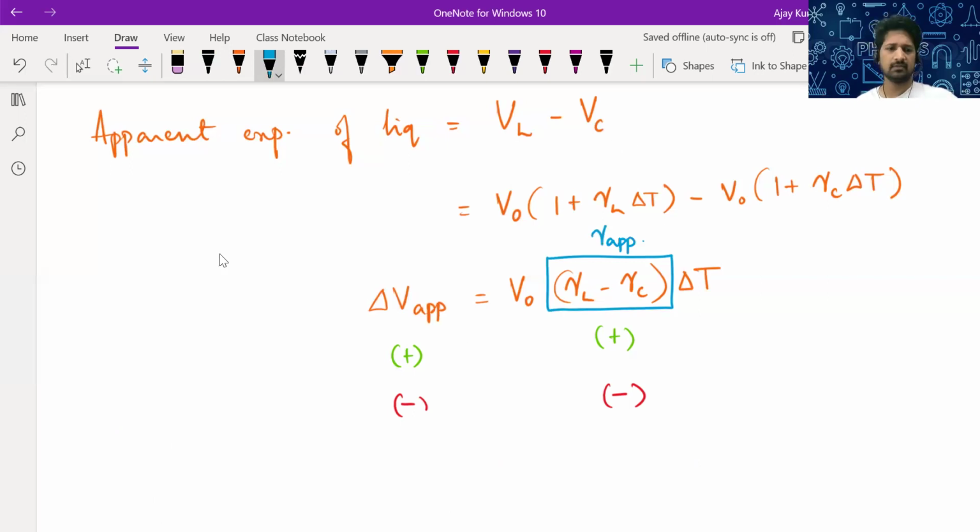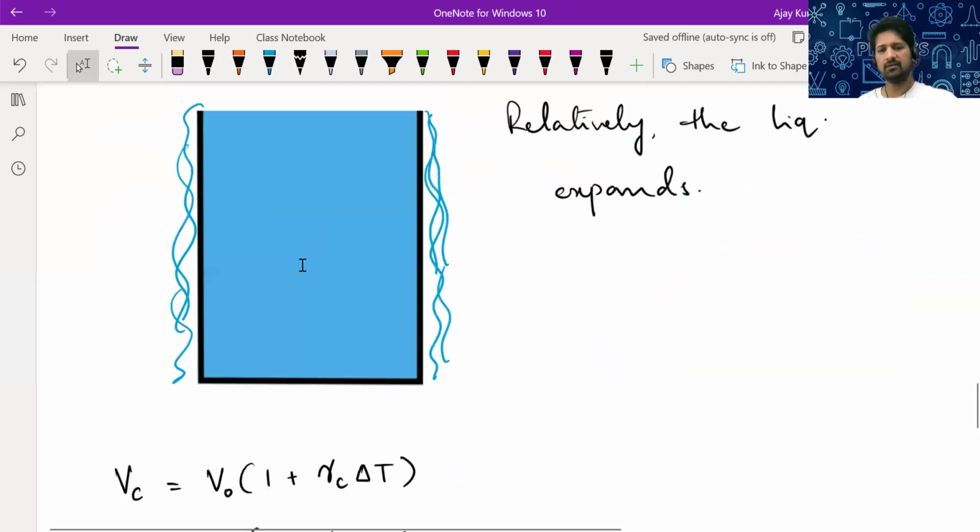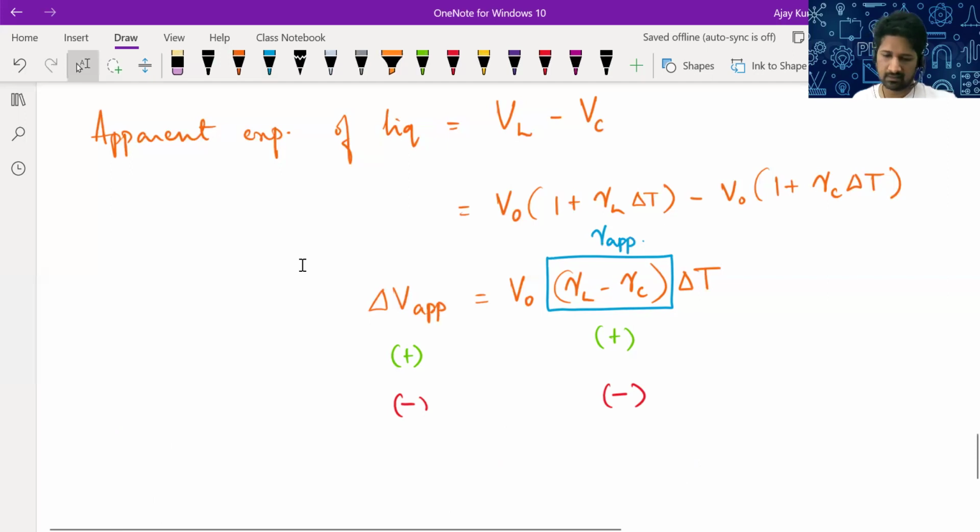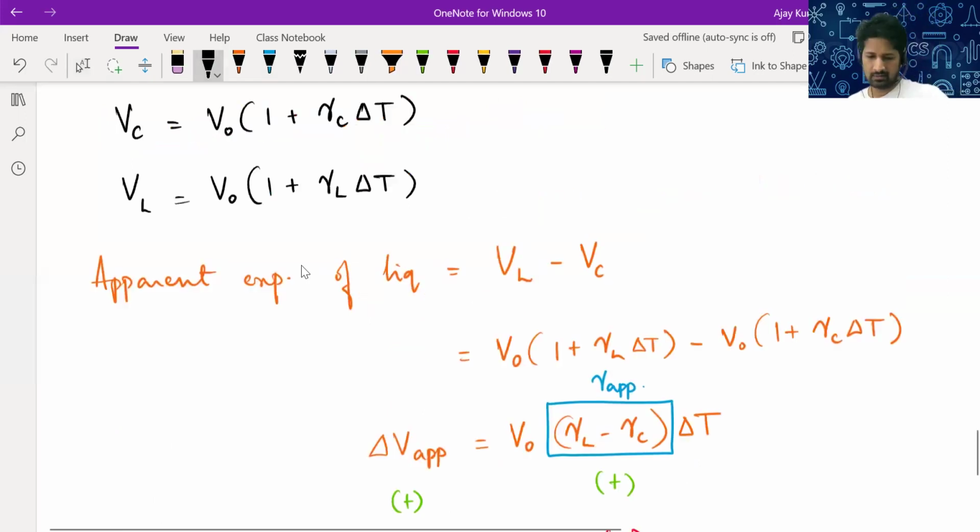Simple logic. But remember, all this is valid only when their initial volumes are equal. Okay, we are taking V naught common here in this expression if you observe. Then only you can write apparent gamma is gamma of liquid minus gamma of container. So initially, if it is completely filled, you can use this logic. Okay. Next problem.